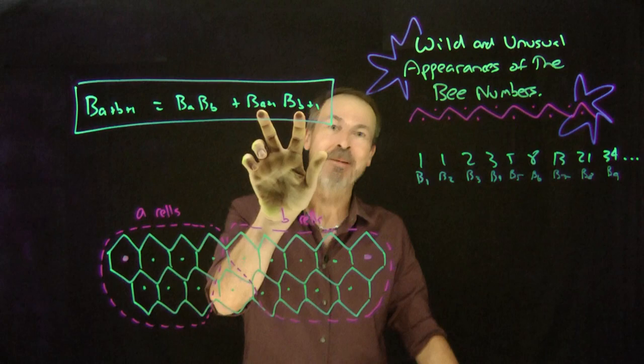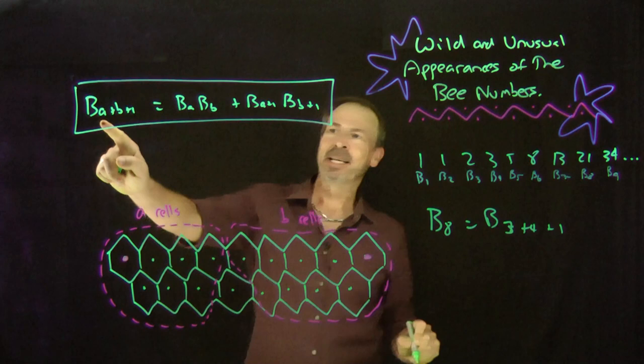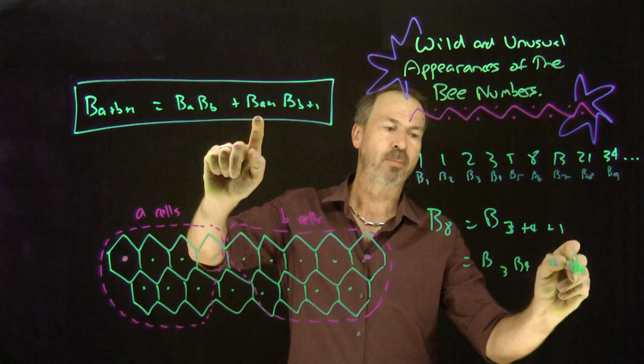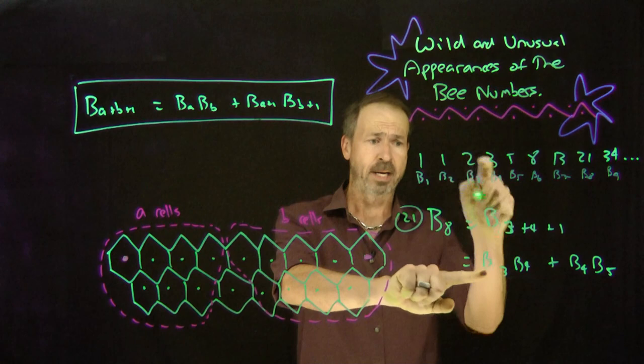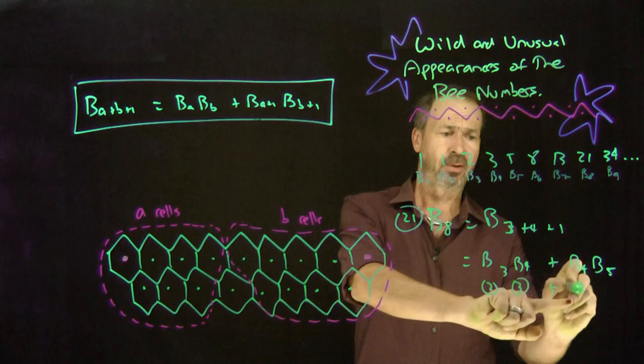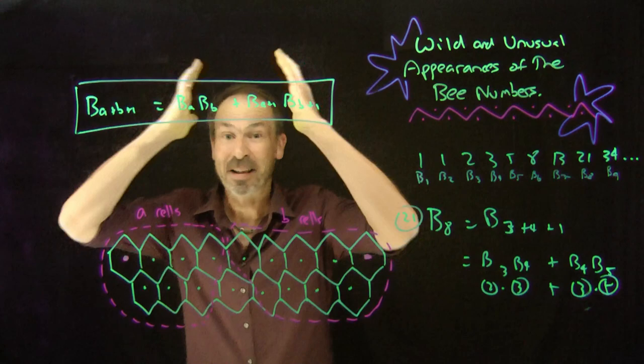Let's do an example. Let's look at the 8th B number and think of this as 3 plus 4 plus 1. According to the identity, I could think of this as B3 times B4 plus B4 times B5. Is that true? So what's the 8th B number? 1, 2, 3, 4, 5, 6, 7, 8. That's 21. So 21 apparently equals the 3rd one, 2, times the 4th one, 3, plus the 4th one, 3, times the 5th one, 5. 6 plus 15, yes, is 21. So actually, you can prove many identities like these by thinking about, lo and behold, path walking.